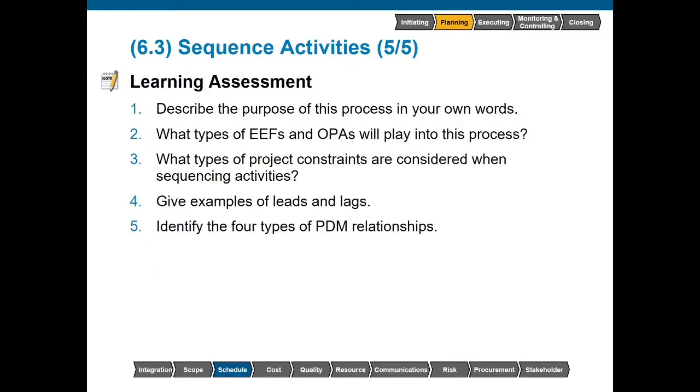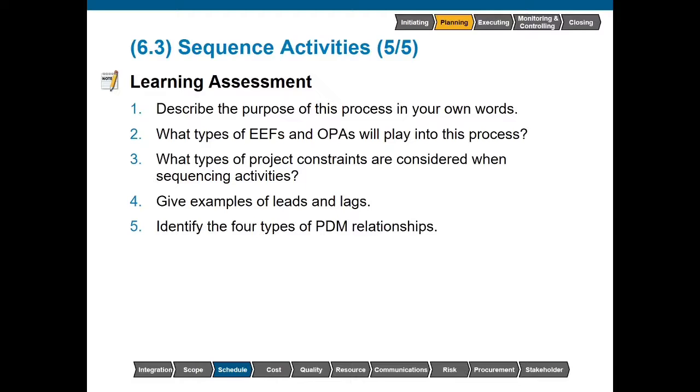We've just discussed sequencing activities. Quick learning assessment. Describe the purpose of this process in your own words. The purpose is to document the logical relationships between various project activities. What types of EEFs and OPAs will play into this process? The enterprise environmental factors include standards and regulations, work authorization systems, or project management information systems that we are required to use, while the organizational process assets could include policies and procedures, lessons learned, templates, or past project files.